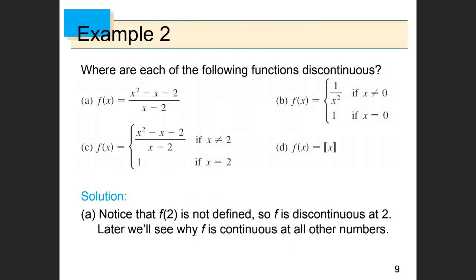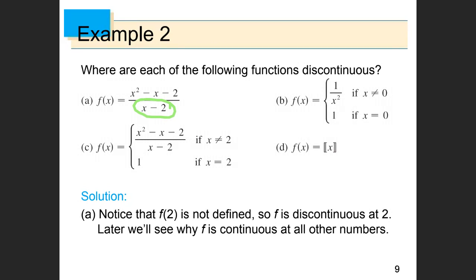Let's do this example. Where are each of the following functions discontinuous? I'm asking you where they're discontinuous. Let's look at the first one. It's very obvious that for x equals 2, look at this bottom piece, you can't divide by 0. So if x equals 2, automatically it's going to be discontinuous. We know already it's discontinuous at 2 because f of 2 is undefined, since you can't divide by 0.